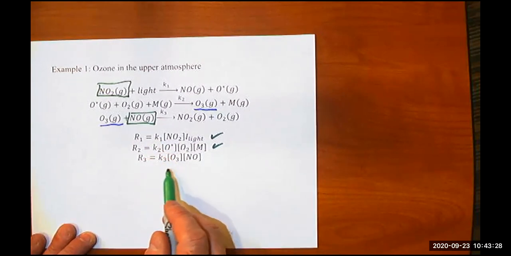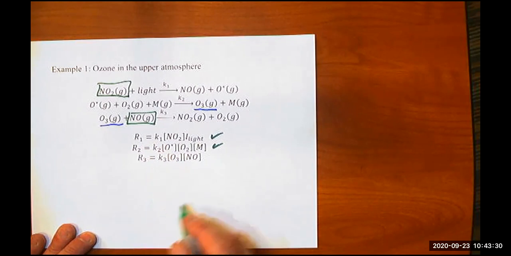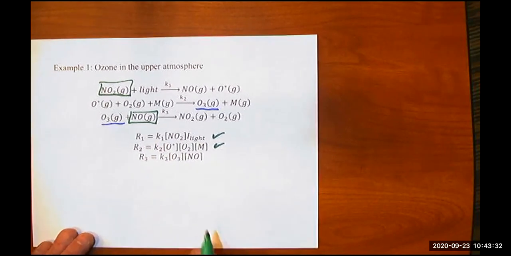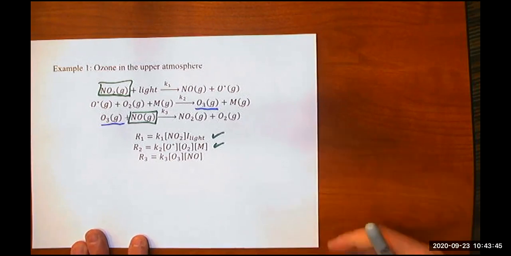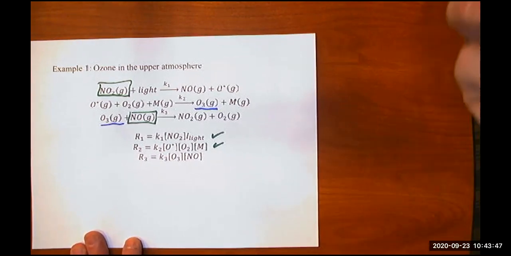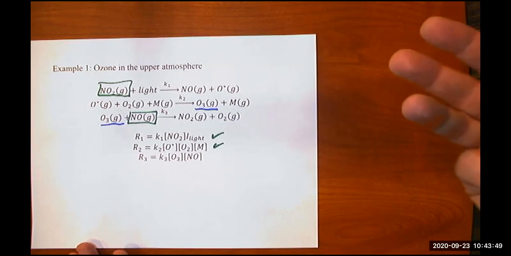And then we have the reverse reaction, reaction 3, that's going to progress at some speed. And the balance between those is going to determine whether we've got any ozone in the atmosphere or not. Okay, so this is the kind of question that the elements of kinetics can help us understand.